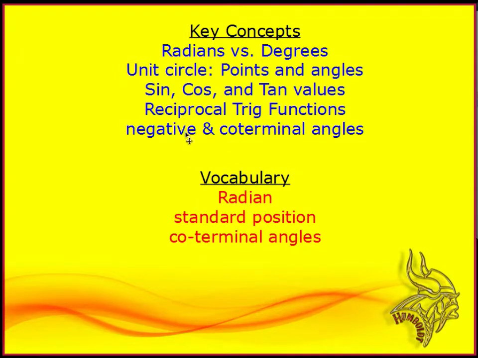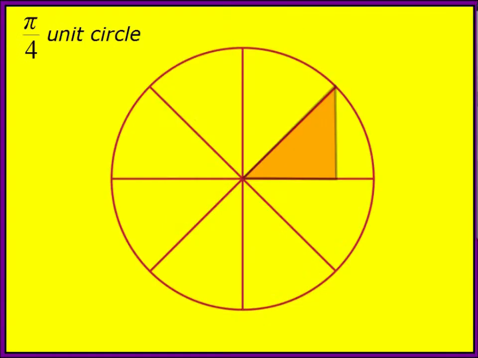All right, so far we have started looking at radians and degrees. We've covered the differences between those two. We've also talked about the angles on the unit circle. So the next step is to look for points, and we'll start with the pi over 4 circle, just like we did with the angles.